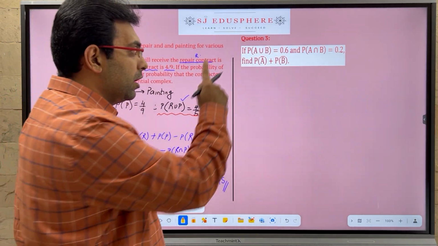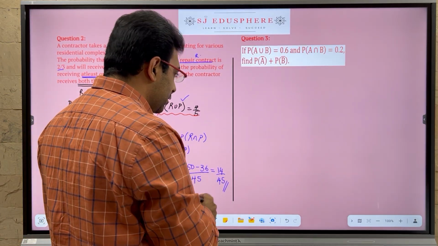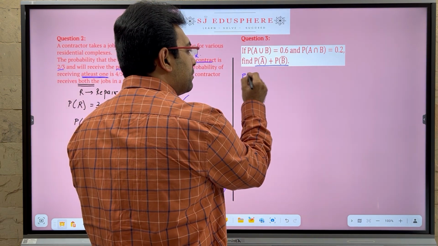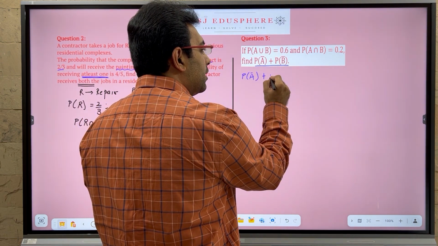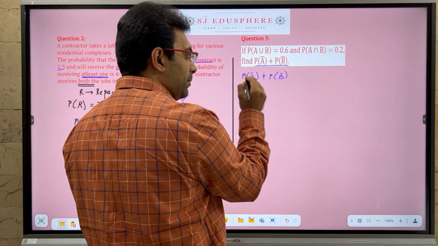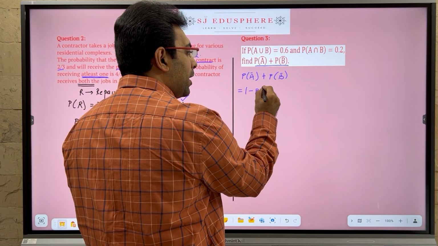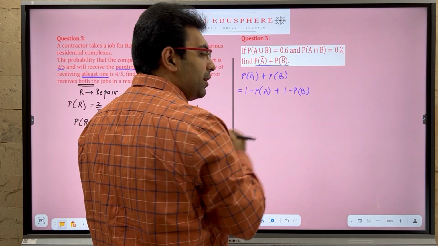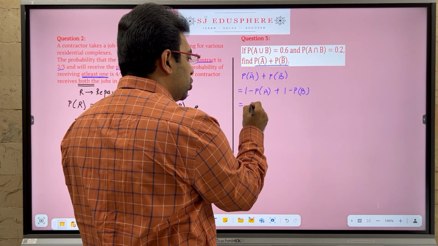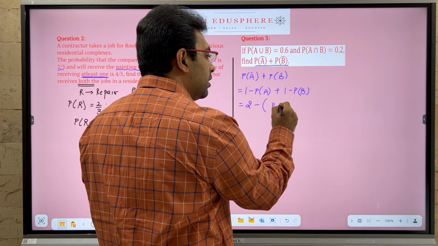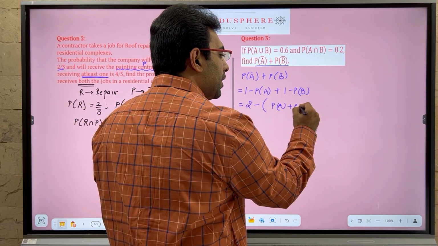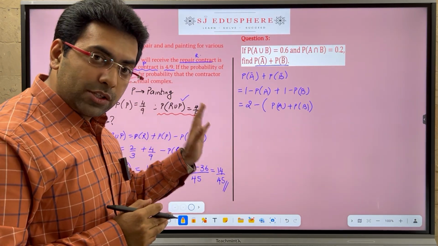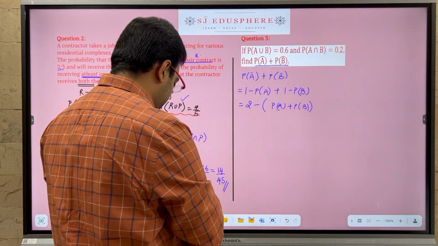But before that, I have to find A complement plus B complement. Let us decode what is asked. Can I say probability A complement plus probability B complement is actually 1 minus probability A plus 1 minus probability B? That is 2 minus outside probability A plus probability B. I don't know these values. Let's go to what I already have in the sum.